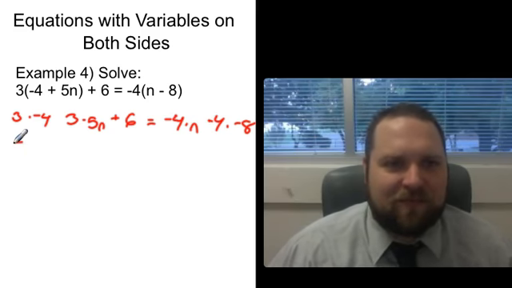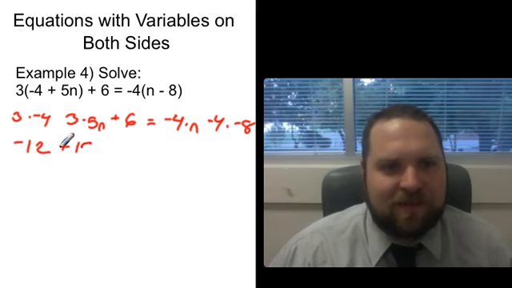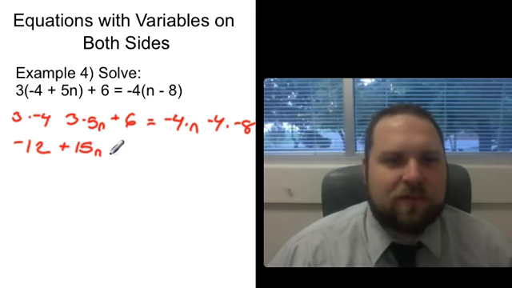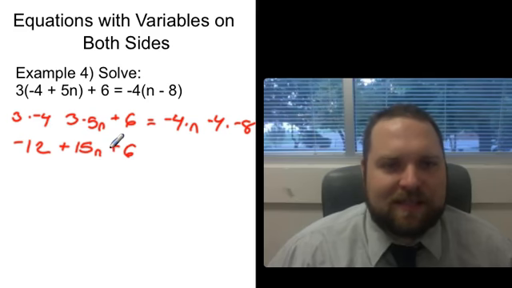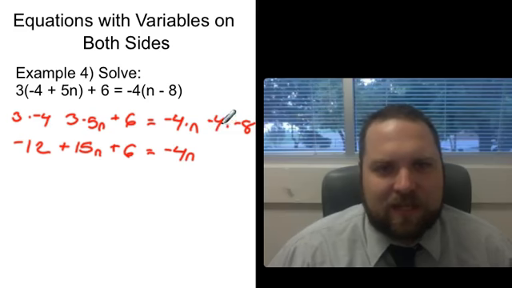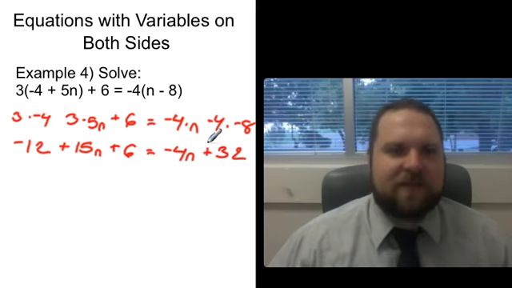3 times -4 is -12. 3 times 5 is positive 15n. Remember, I'm letting my sign of that answer go into the problem as a plus or minus sign. The 6 stays the same. -4 times n is -4n. -4 times -8 is plus 32.